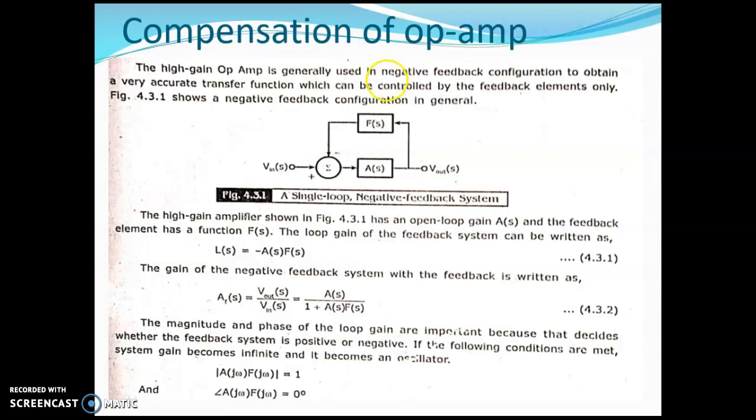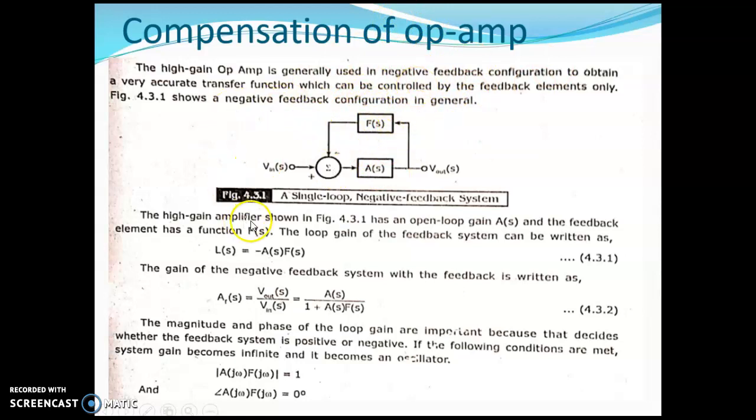And you can see here the compensation of the op-amp. The next topic is the compensation of the op-amp. High gain op-amps generally use the negative feedback configuration, so you are using the feedback concept. Here I am just recalling the feedback concept: you have positive feedback and negative feedback. Here you are using the negative feedback amplifier concept.